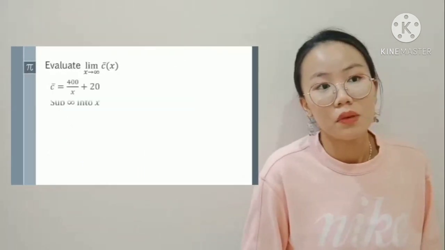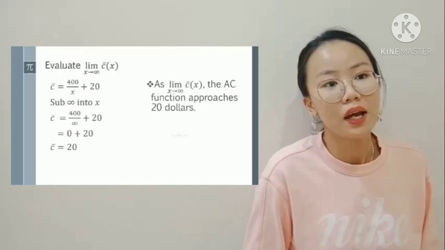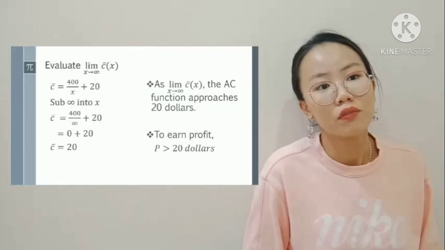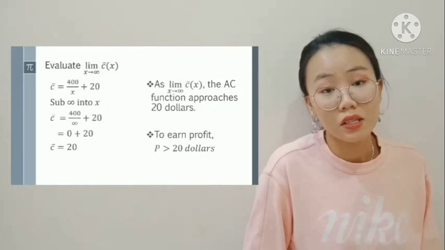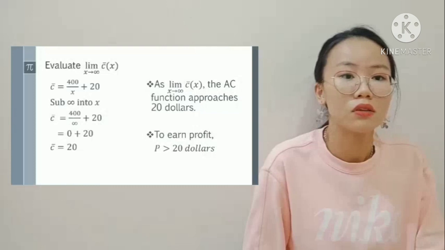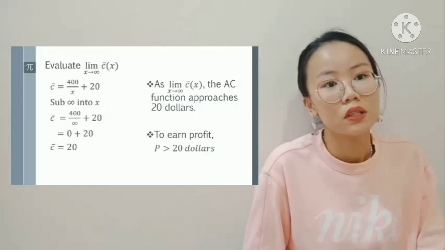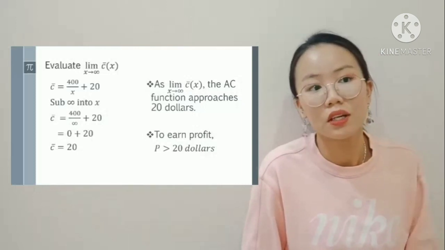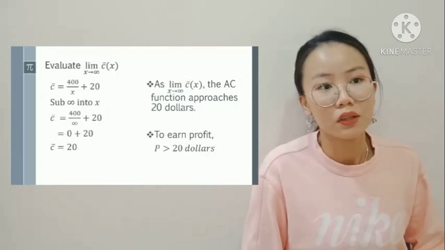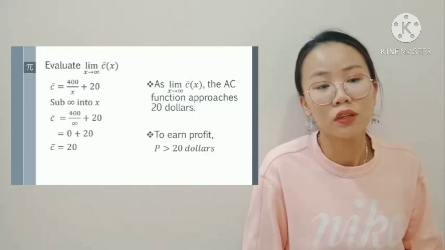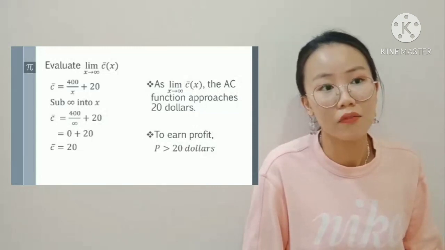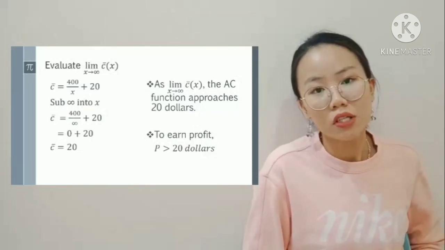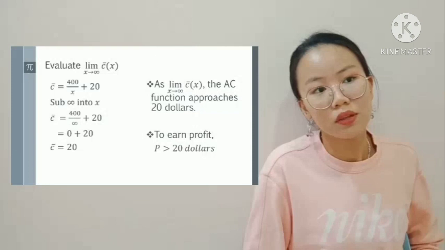Part C is a limit question, and we can get the average cost function from part B. To find the value of the average cost as x approaches infinity, we substitute infinity into the x of the average cost function. The calculation is shown in the slide here. From the limit calculation here, it can be concluded that $20 is the limit of the average cost function as x approaches infinity. The average cost function approaches $20.